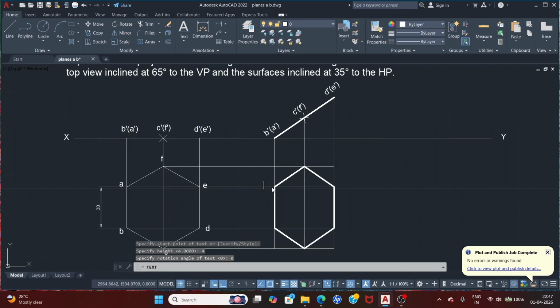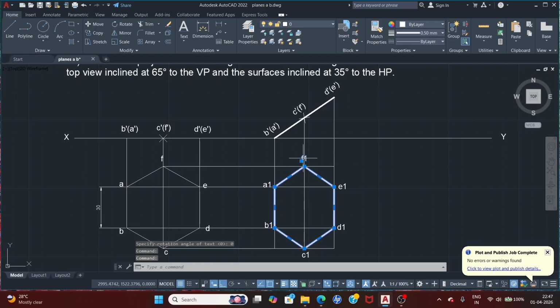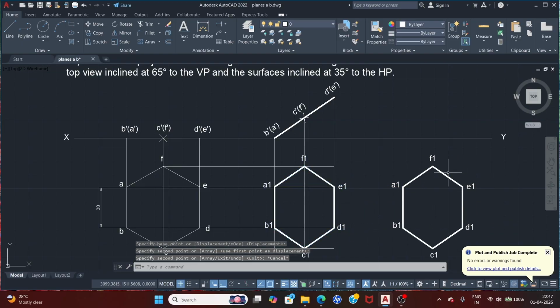So now indicate the text as A1, B1, C1, D1, E1, F1. So in the case 1 drawing, why we need to draw the vertical side means, here it is parallel to VP. Copy this drawing and paste here. So like the 7A problem, this drawing also we need to copy like this and give the rotation angle.